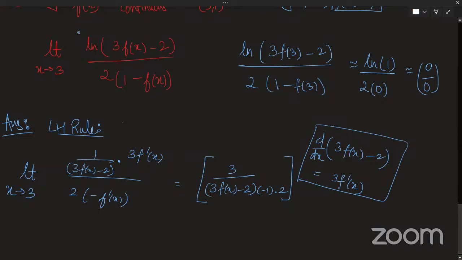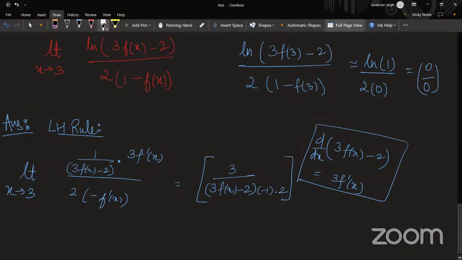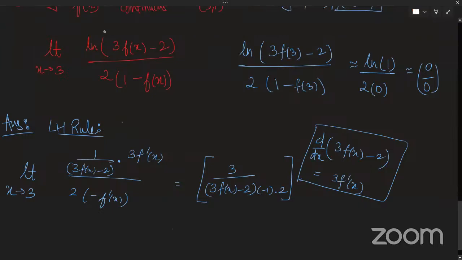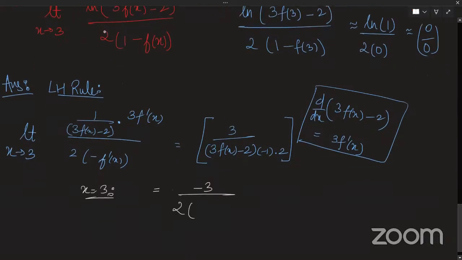Limit x tending to 3. Is this an indeterminate form? No, sir. Obviously not, because my numerator is not 0 or infinity. So I can just directly substitute x equal to 3. Let us see what happens. So I get minus 3 by 2 into how much? 3 f of x minus 2 is 1, right? So minus 3 by 2 is my answer.